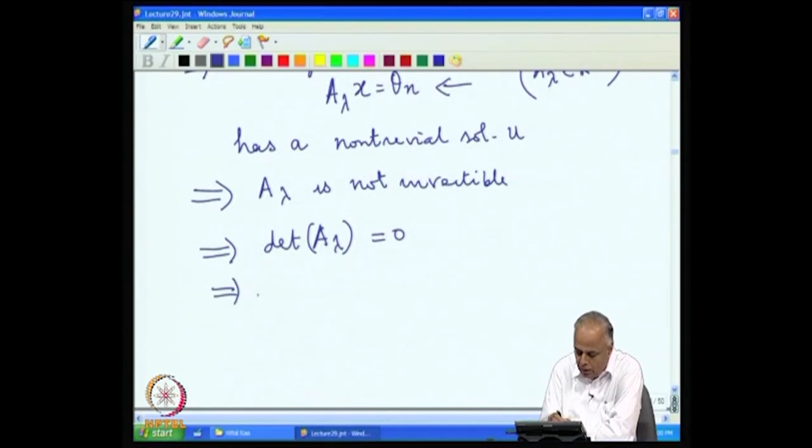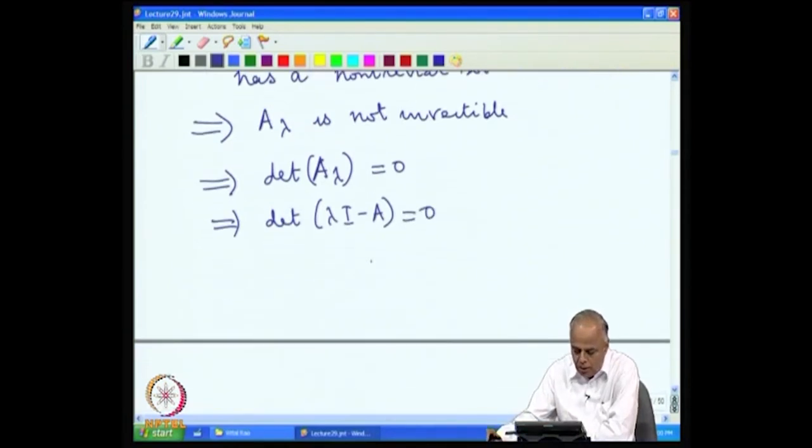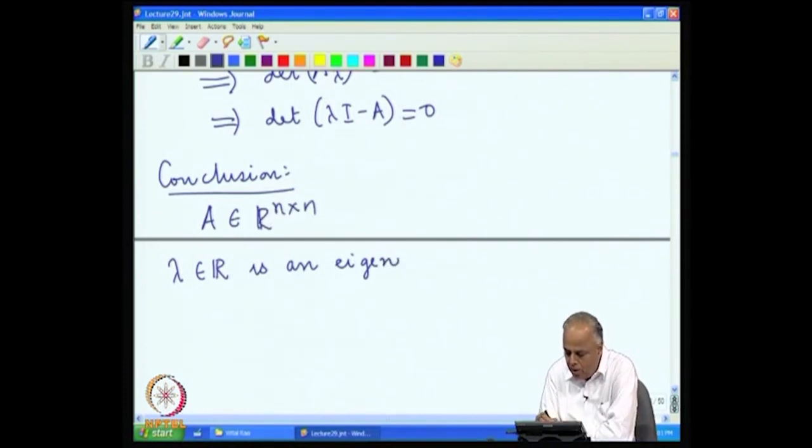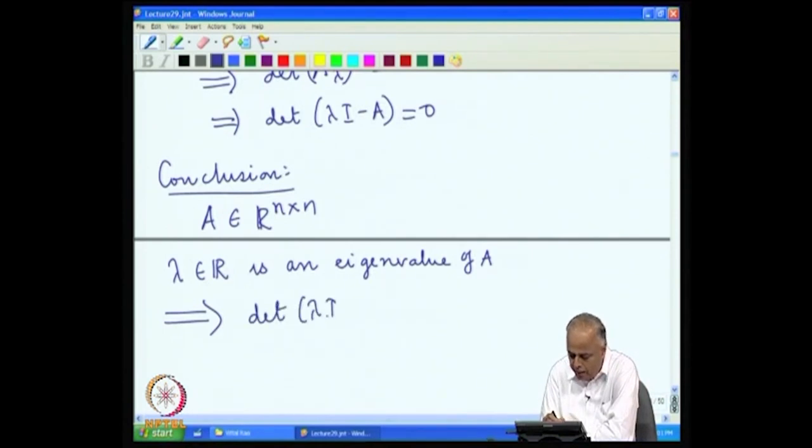So, let us write it. A lambda was defined to be lambda I minus A. So, what is the conclusion that we have got? The conclusion is that if lambda belonging to R is an eigenvalue of A, because A is an n by n real matrix, then the determinant of lambda I minus A must be equal to 0.